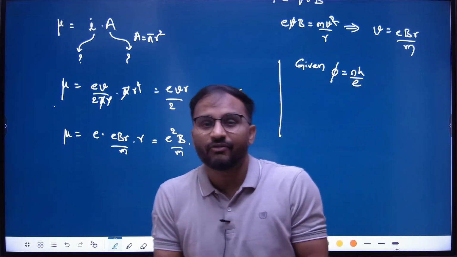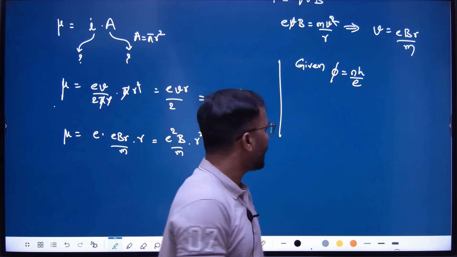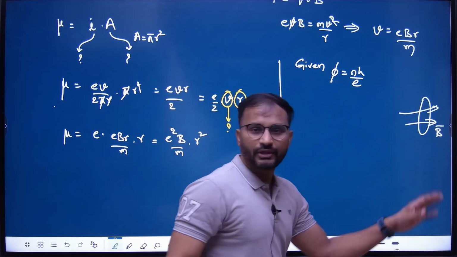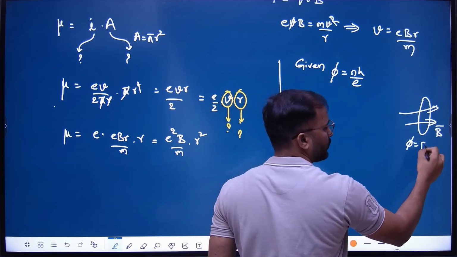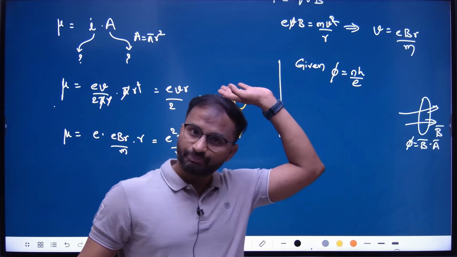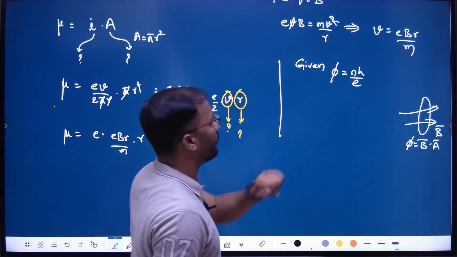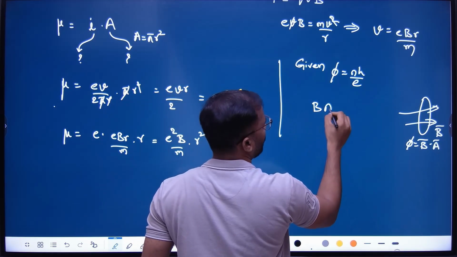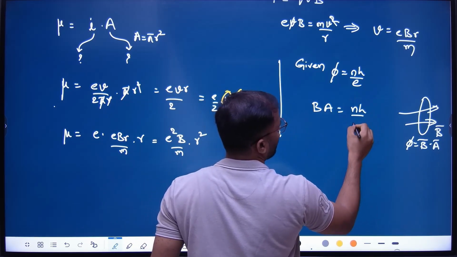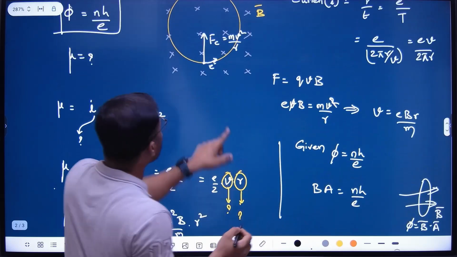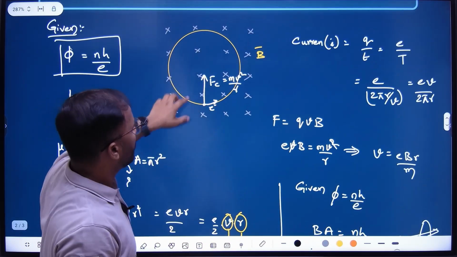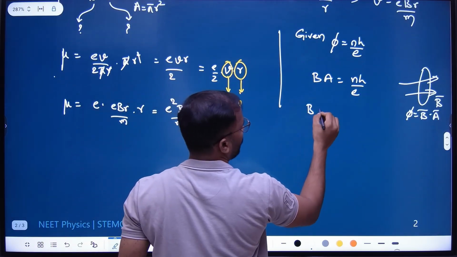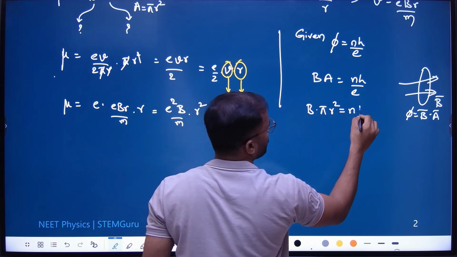But what is flux, sir? Flux is, we know, if there is a loop and a magnetic field passes through it, then the flux phi through that loop is equal to B dot A. We have studied this in electromagnetic induction. So B and A are in the same direction, so it will simply be BA equal to nh by e, where A is the area of the loop. Here the magnetic field is going through this loop, so that will be B into pi r square is equal to nh by e.